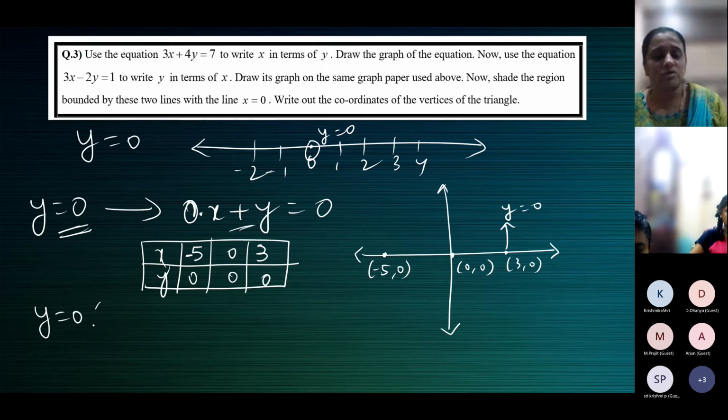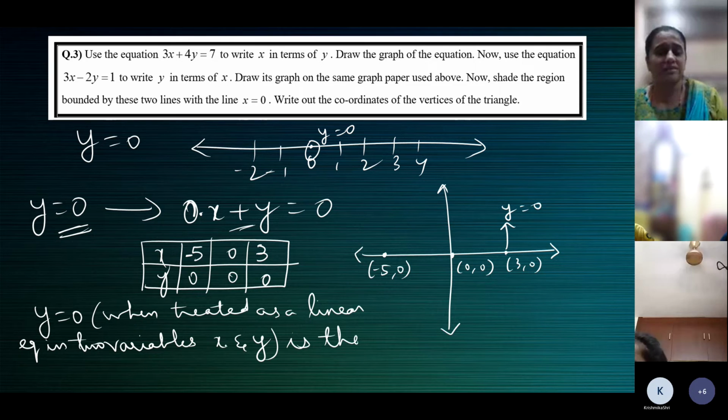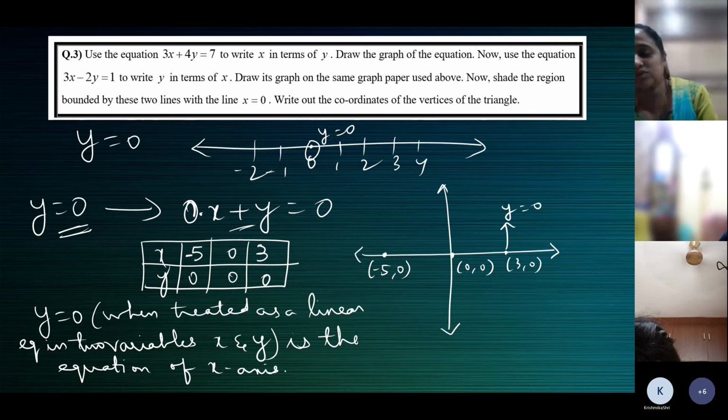So y is equal to 0, when treated as a linear equation in two variables x and y, is the equation of the x-axis. That's all. Because they are also straight lines, even they need some equation. So the x-axis is y is equal to 0. The y-axis, x is equal to 0.